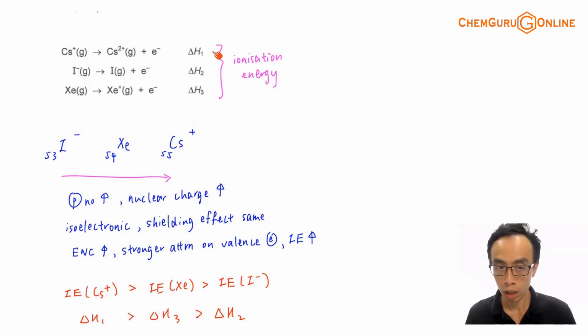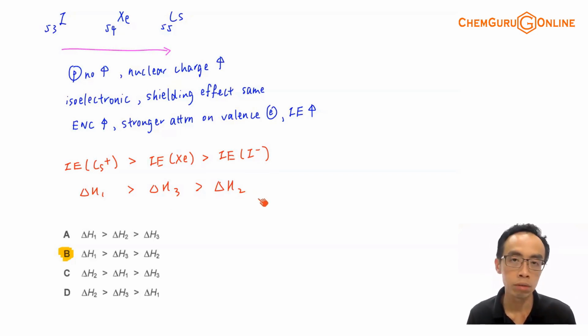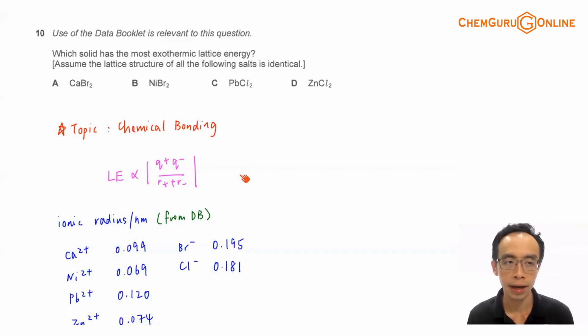And if you try to rank this according to each of these equations, the ionization energy for Cs+ is enthalpy change for reaction number 1. Xenon is enthalpy change for reaction number 3. I- is enthalpy change for reaction number 2. So the ranking in decreasing magnitude will be number 1, followed by number 3, followed by number 2. Then if you run through my options A, B, C, D, answer for this question will be option B. Next, let's move on to question 10.